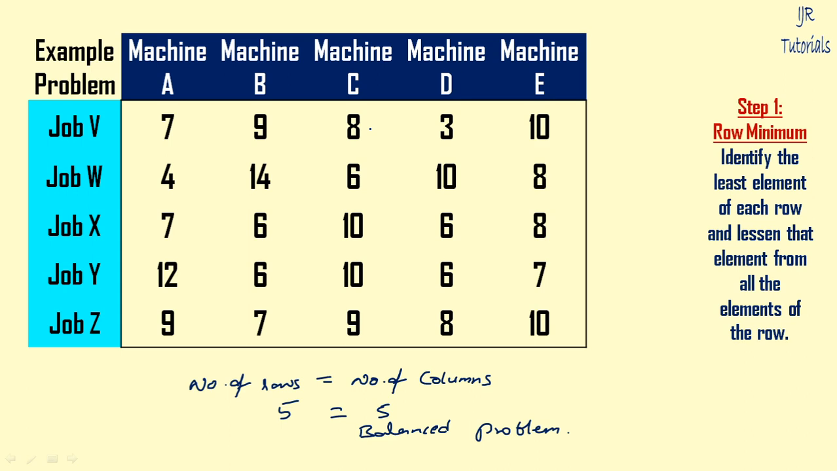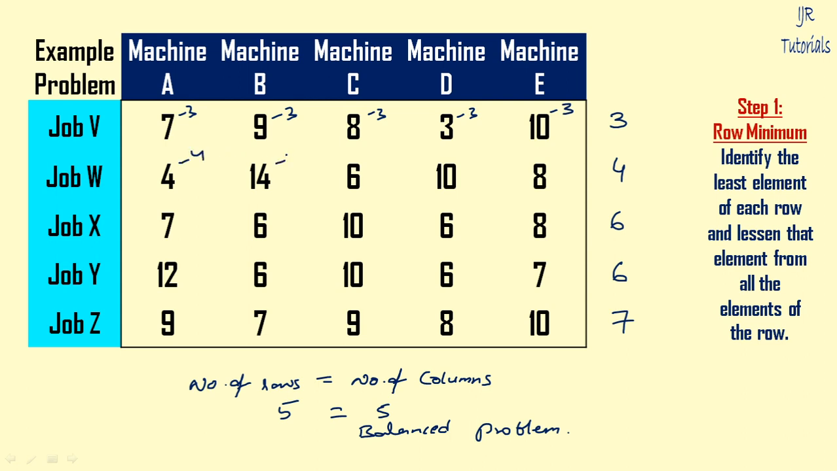Now how do we solve this problem using the Hungarian method? See the first one. What is step one? Row minimum. That is, identify the least element of each row and subtract that element from all the elements of the row. The first row's least number is 3, the second row 4, the third row 6, the fourth row 6, and the last one is 7. So identify the least numbers and subtract that element from all the elements of the row. That means 7 minus 3, 9 minus 3, 8 minus 3, 3 minus 3, 10 minus 3.